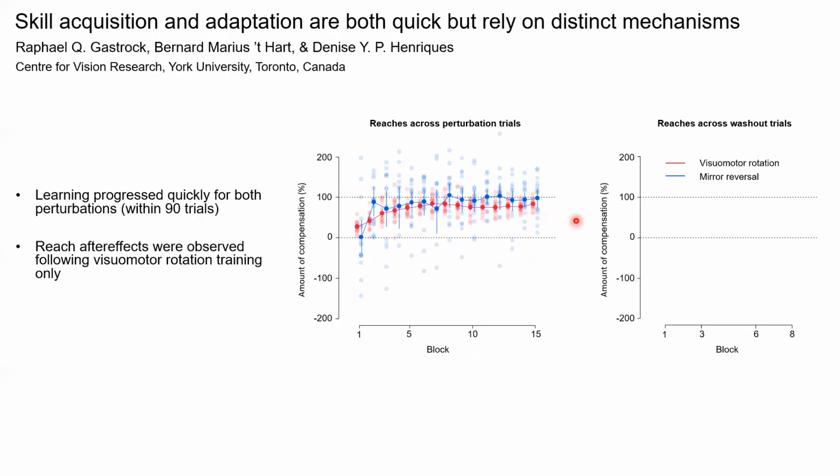We then assessed reach after effects, which are persistent deviations even if the perturbation has been removed already. Here we looked into washout trials where the cursor was aligned with the hand position again, and you would expect participants to be reaching along the 0% mark here. And we see that for the rotation, we do find evidence of reach after effects, but not so for the mirror reversal, suggesting that you could easily switch between response mappings for de novo learning, but for the visuomotor rotation or motor adaptation, you would need to modify the response mapping.